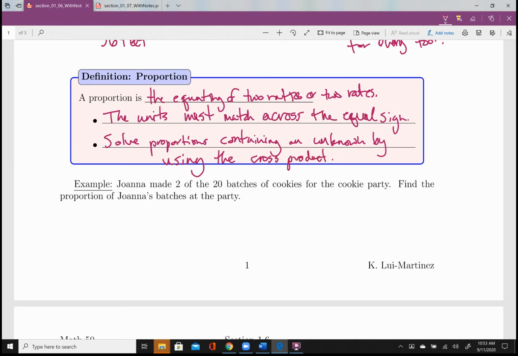Here we go. Let's tackle this example. Joanna made 2 of the 20 batches of cookies for the party. Find the proportion of Joanna's batches at the party. Okay, so we can set up the initial ratio. She made 2 out of 20 batches, so 2 batches for every 20 batches. So equating that to an equivalent fraction here by just reducing it, that's one way that we could show the proportion.